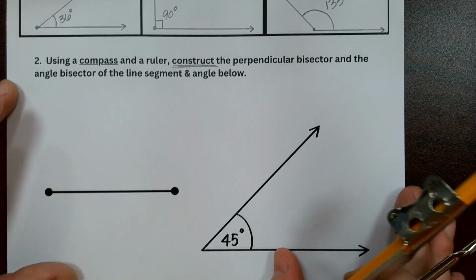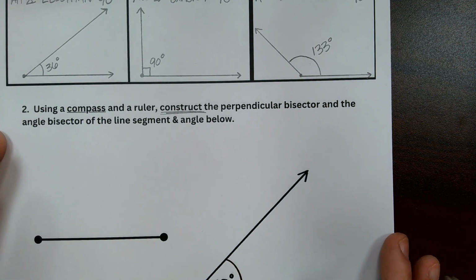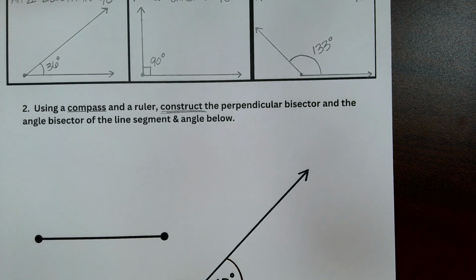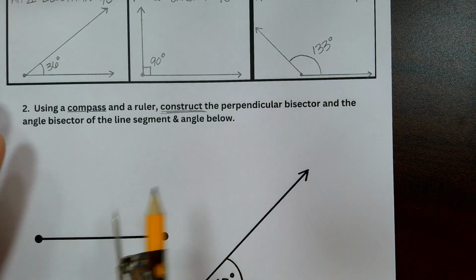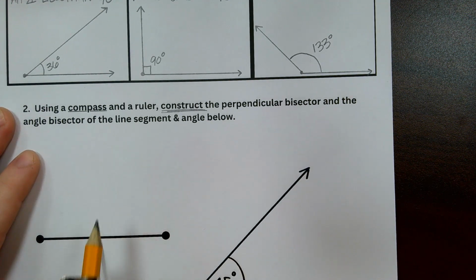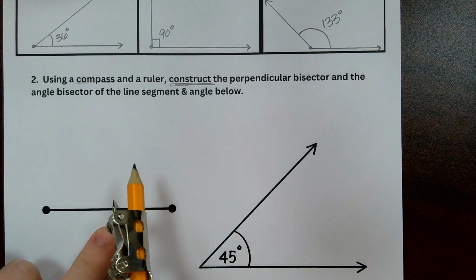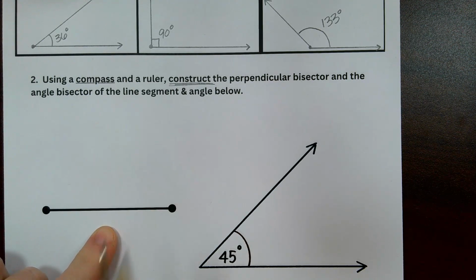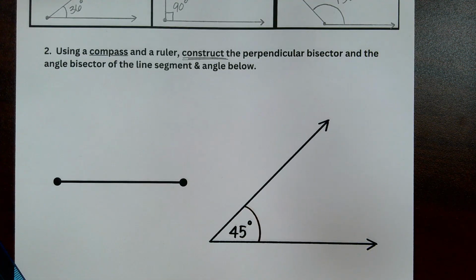What's the measure of an angle that goes straight up and down? 180 would be straight across. 90. Yes. So whenever we have a perpendicular line, every intersection is going to have a 90-degree angle in there. So instead of using our protractor to do that, we can use our compass.